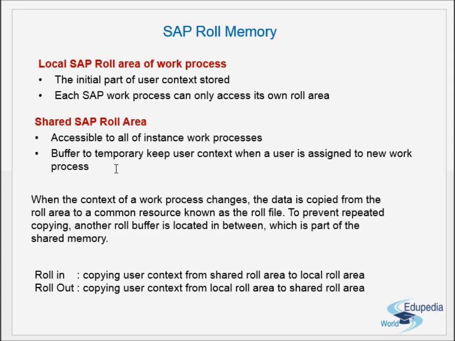Now here we have two concepts, roll in and roll out. Roll in means copying the user context from the shared role area to the local role area. Roll out means copying the user context from the local role area to the shared role area. Roll in: a work process gets the user context from the shared role area to its own role area. Roll out: the work process moves out the data from its own local role area, which is there in the work process, to the shared role area.